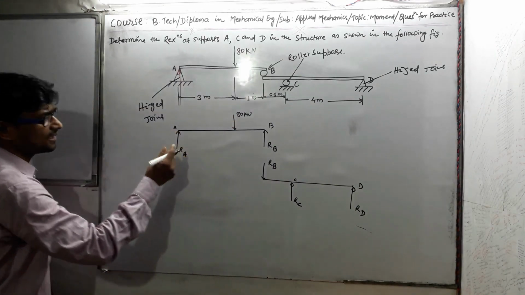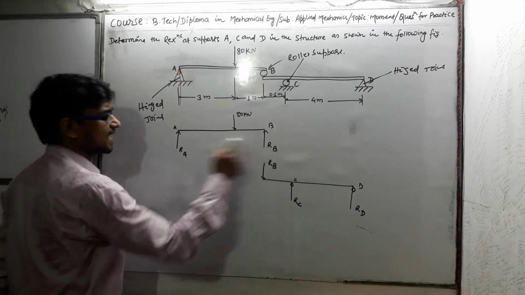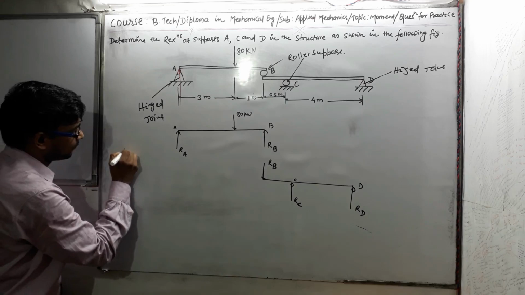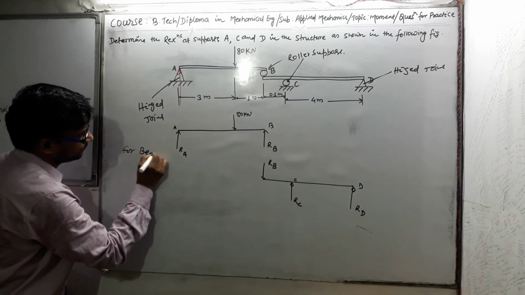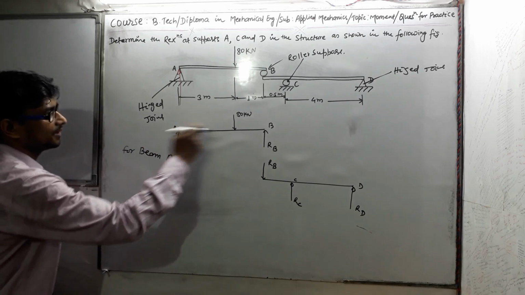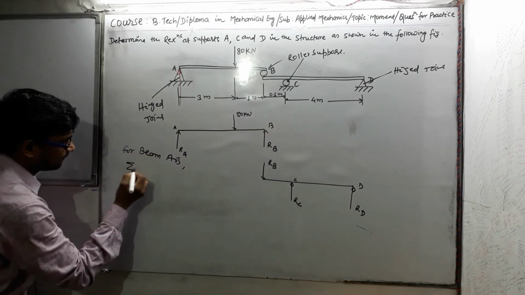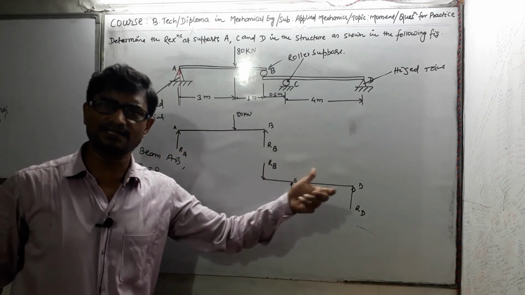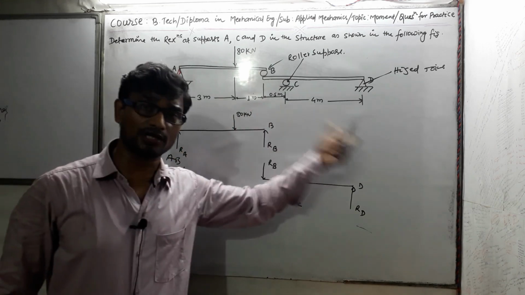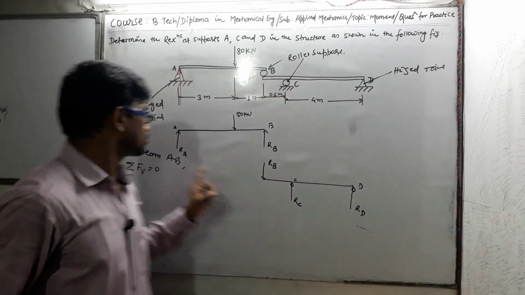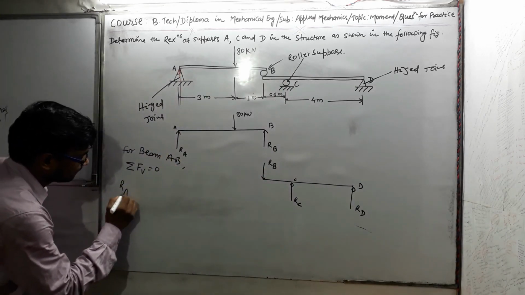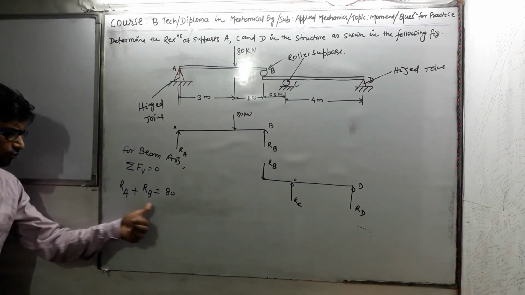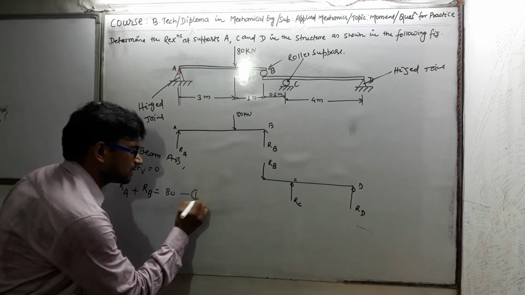So we can see here there are three forces, two forces acting in the upward direction and one force acting in the downward direction. So for beam AB, summation of all forces in vertical direction is equal to 0. Here there are two forces. We can consider the sign convention: upward forces are taken as positive and downward forces as negative. So RA plus RB gives 80. Here there are two unknown quantities, so we call this equation 1.